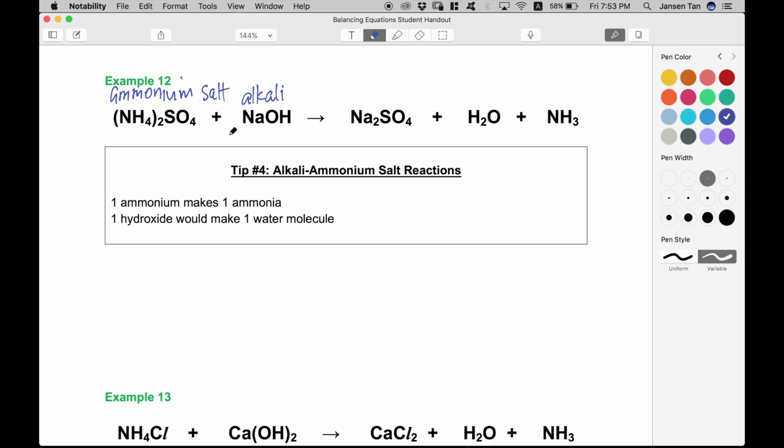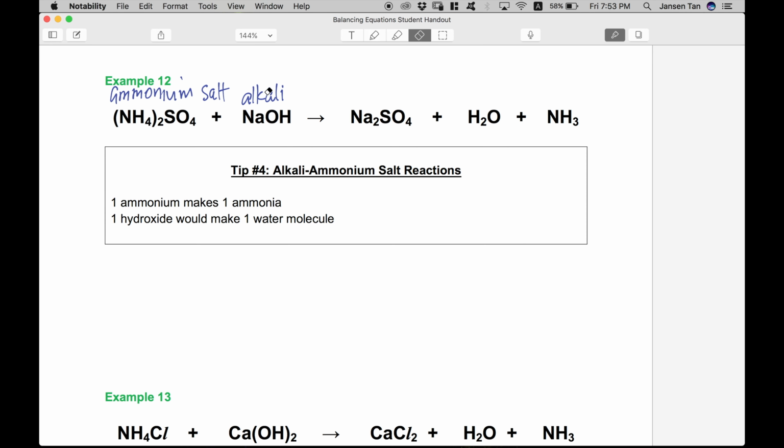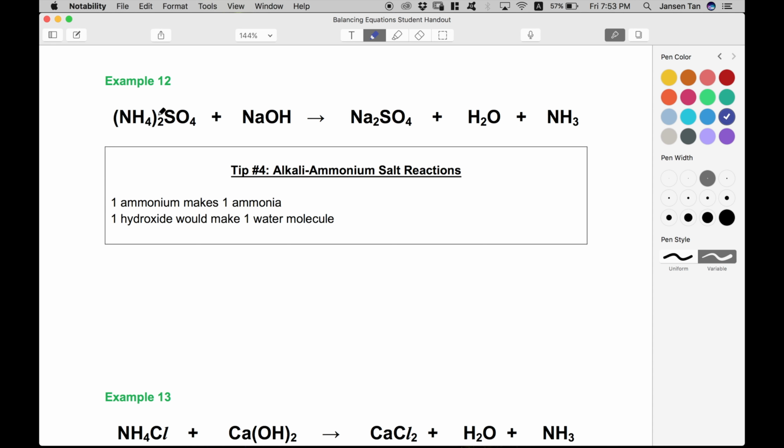You could do it by the normal way of balancing, but this makes it very quick. So you look here: 1 ammonium makes 1 ammonia, and 1 hydroxide makes 1 water. Just remember this rule. So let's count ammonium and count hydroxide. I have 2 ammonium, 2 ammonia.